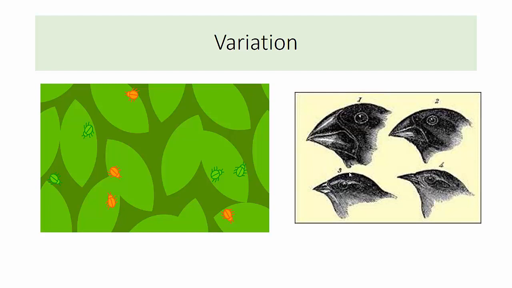But there is also the orange colour bug in the environment. Now, if that environment was to change, maybe it's in an area of pollution and the leaf colours change, then the orange bugs will have an advantage. And that means that because of the variation within that species, they are more likely to survive if the conditions change. The next picture I've got up there is a picture of Darwin's finches.